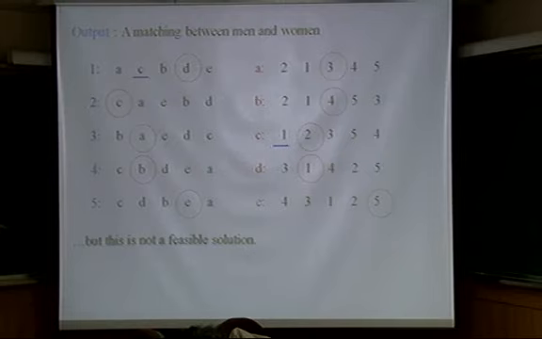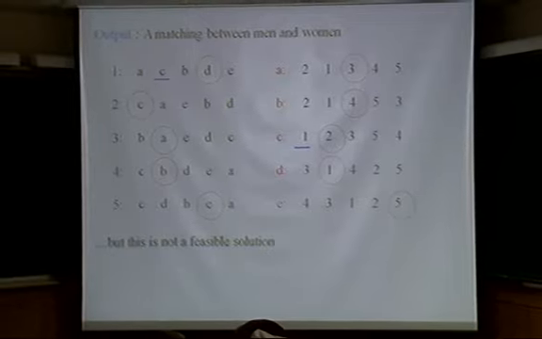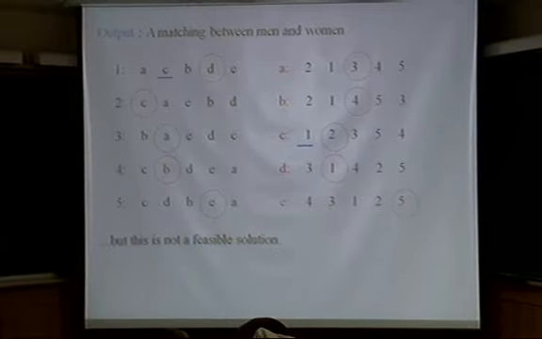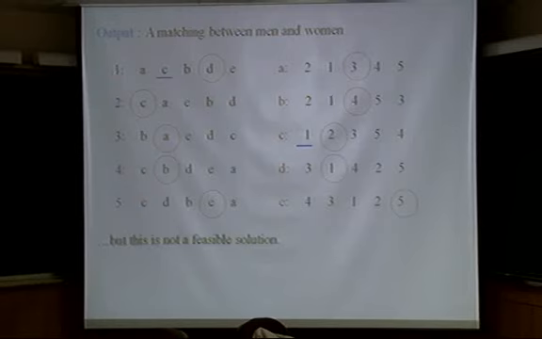So let's see the man 1 and the woman C. 1 prefers C to his partner D. And also, C prefers 1 to her partner 2. So if 1 and C are matched by ignoring the current matching, then both of them become better off, right? So in this sense, we say that 1 and C is a blocking pair for this matching.